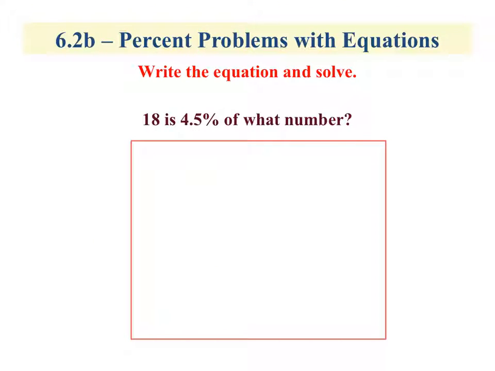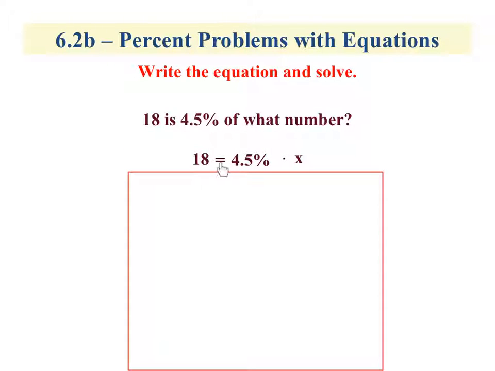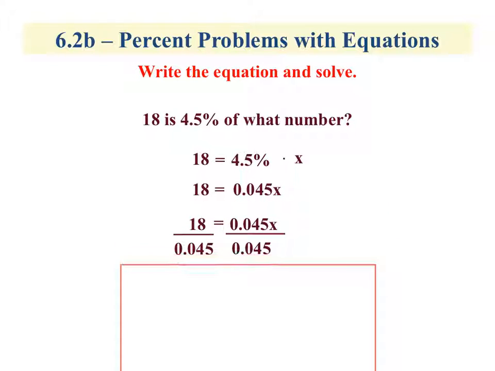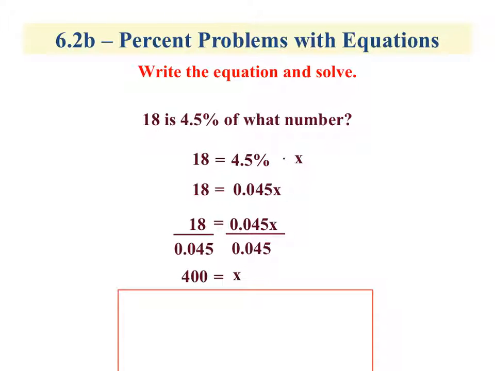18 is 4.5% of what number? 18 is 4.5% times what number? Change the 4.5% to a decimal, and you have 18 is, remember you move it over 1, 2 to the left, this gives you 0.045 times x. Now you're going to divide by 0.045 to both sides, and once you do the long division, you get exactly 400. That means that if you took 4.5% of 400, you would be left with 18.